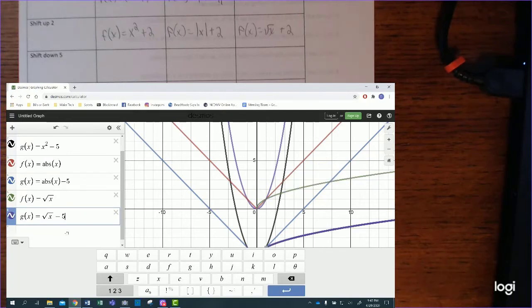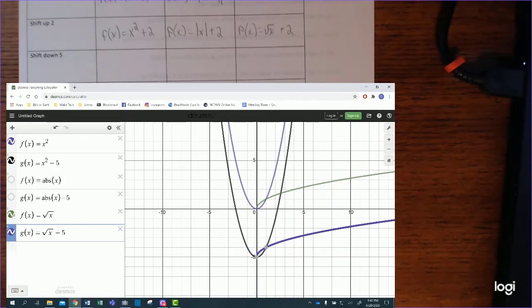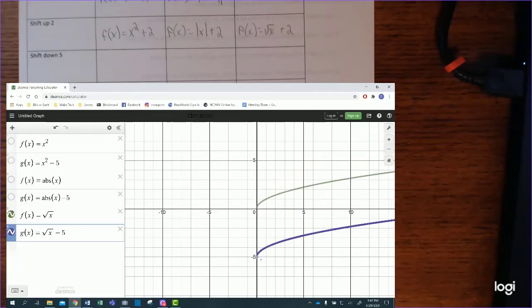So get Desmos going. There's too much to see here, so let's cut this off. Get Desmos going yourself and just explore. See how this is y equals x squared and y equals x squared minus 5. Moved it down 5. Here's f of x and g of x. The absolute value got moved down 5. And here's the square root of x. This time the domain didn't change, just the range changed. So it moved down 5.